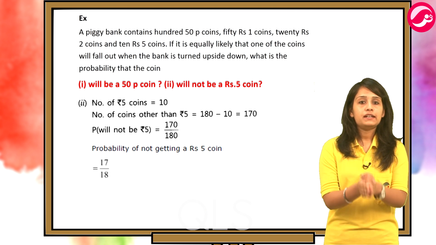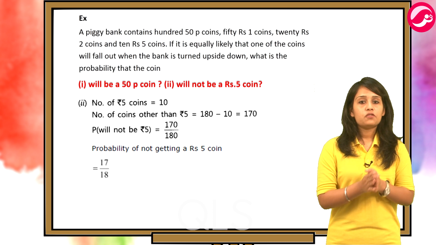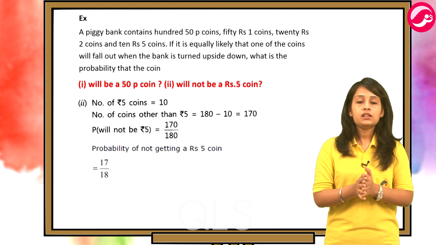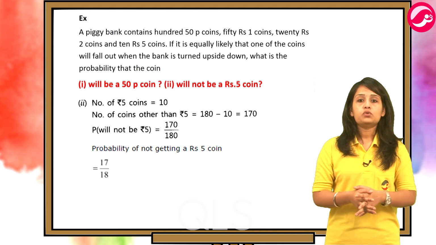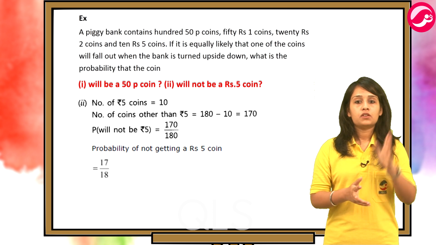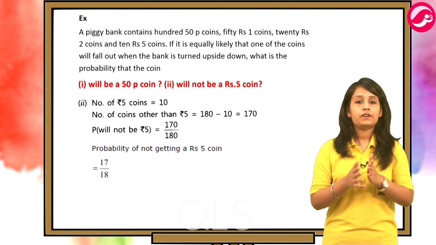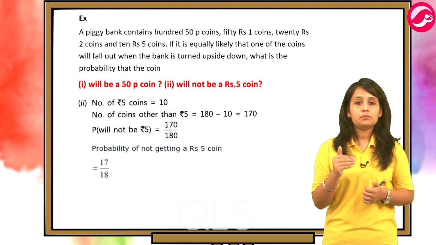What is the probability that the coin will not be a 5 rupee coin? So, the number of coins which are not 5 rupee will be 180 minus the number of 5 rupee coins, which is equal to 180 minus 10. So, the probability will be 180 minus 10 divided by 180, which is 170 by 180 or 17 by 18.